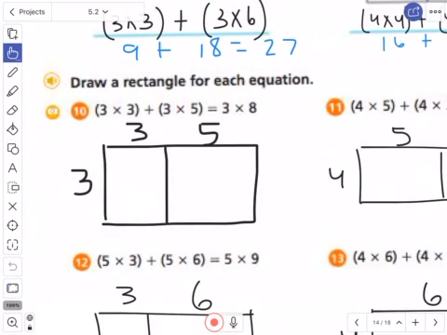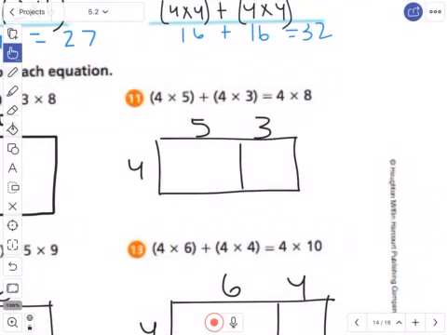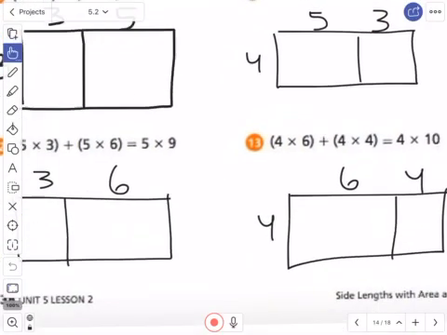But there's number 10, 3 for my length, my width, and then 3 for the first part of the length, and 5 for the second part of the length. Number 11, that 4 is my width, times 5 for the first part of the length, and then just times 3 for the second part of the length. I don't need to write any other numbers there.